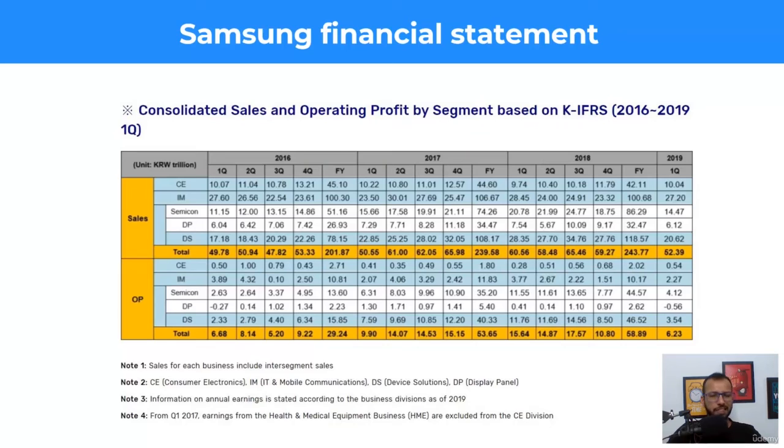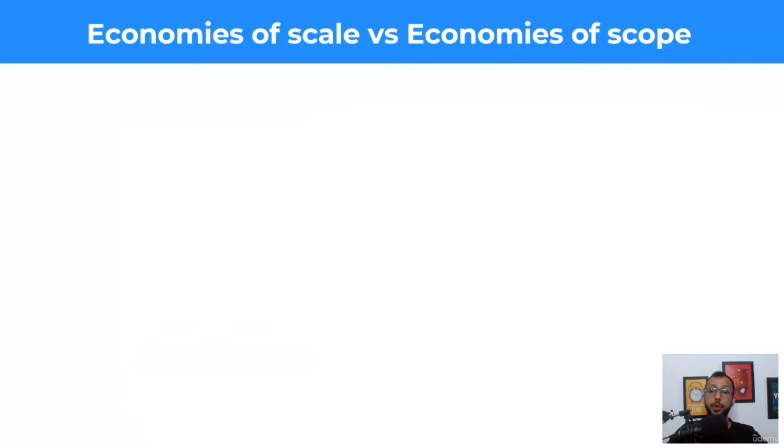Now, I know you might be asking, Navdeep, how exactly is Samsung able to achieve this kind of revenue, sales, market share, and operating profits? To understand that, we have to understand two of the most important topics: economy of scale and economy of scope. Let's quickly understand economy of scale.